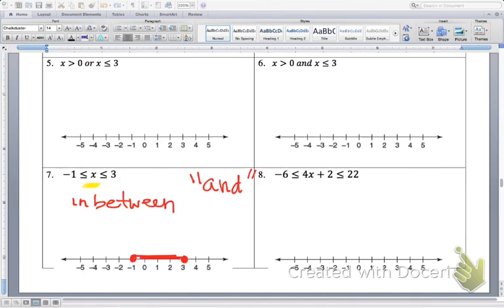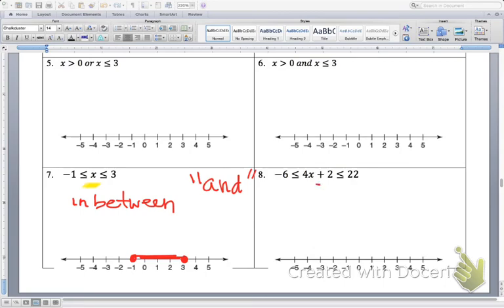The only thing about the last one is this is not x. We have 4x plus 2. So we need to solve for x. So how do we solve for x? The same way you would solve for x if it looked like this. Don't cross this out. If it looked like this, the same way you would solve for x, you would subtract 2 and divide by 4. So we're going to go ahead and do that.